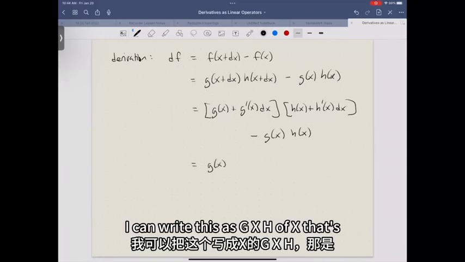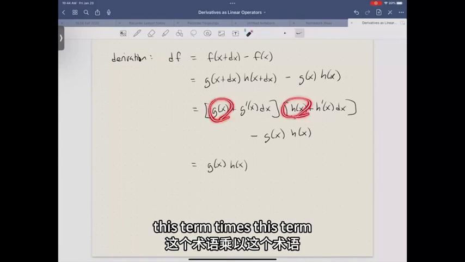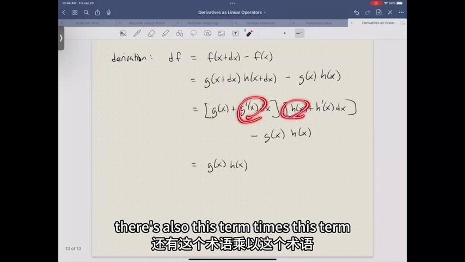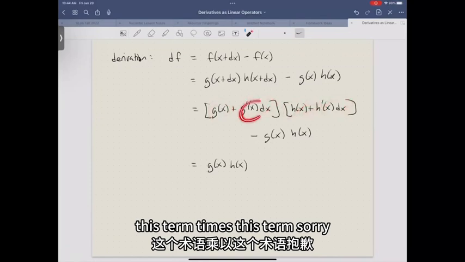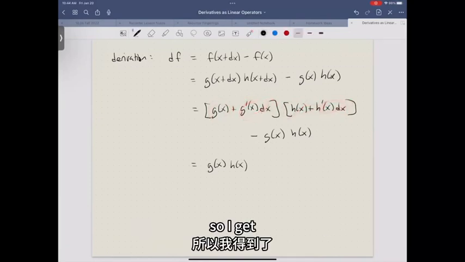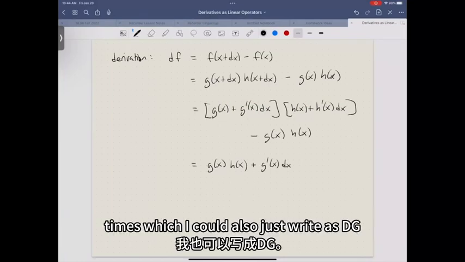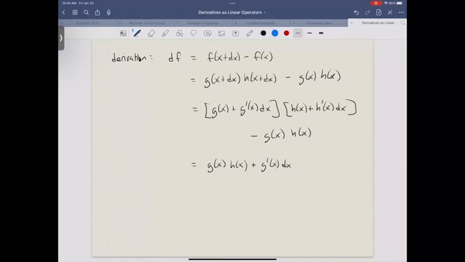I can write this as g(x)h(x), that's this term times this term. There's also this term times this term, this term times this term, and this term times this term. This term times this term, sorry. So I get plus g'(x)dx times, which I could also just write as dg. Right? This is the same thing as dg.